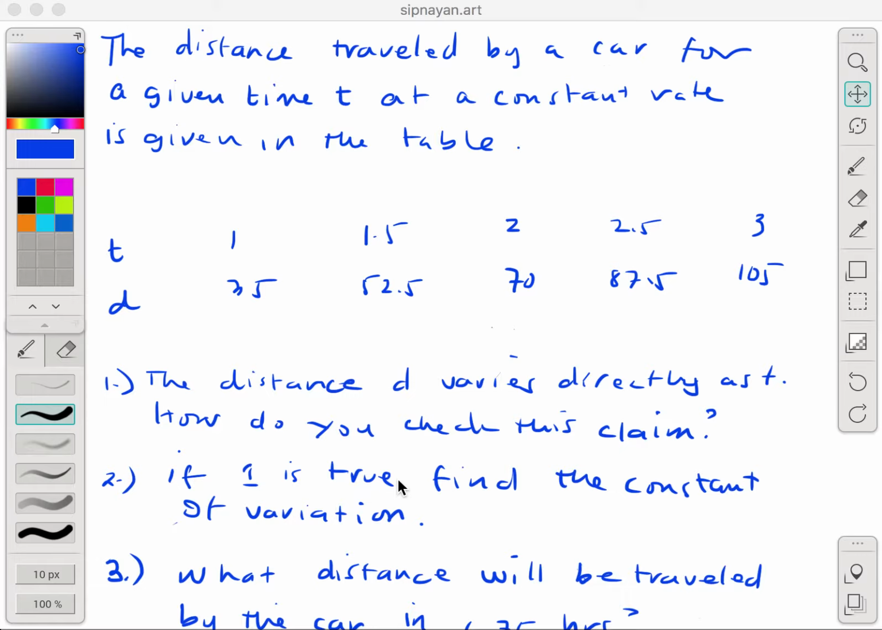And in this video, itutuloy natin yung ating discussion about direct linear variation. So, in this video, we solve another problem.